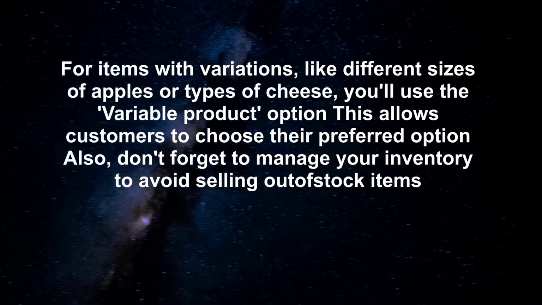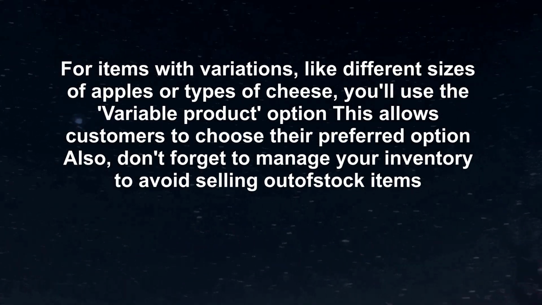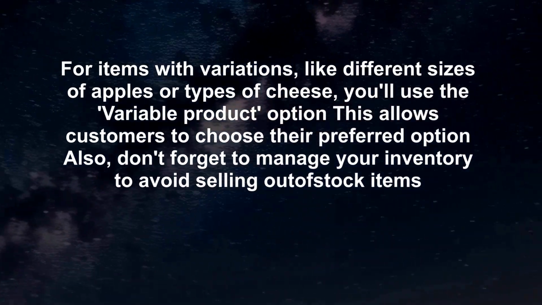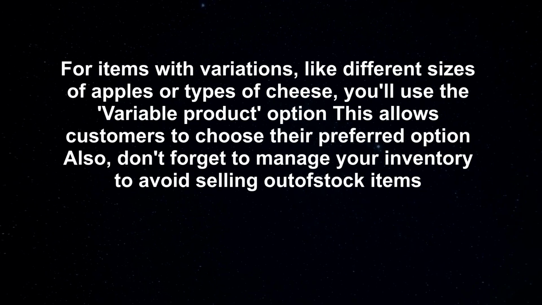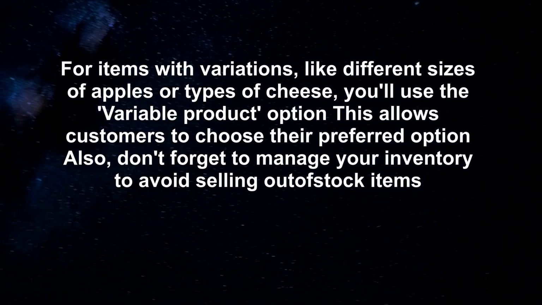For items with variations, like different sizes of apples or types of cheese, you'll use the variable product option. This allows customers to choose their preferred option. Don't forget to manage your inventory to avoid selling out-of-stock items.